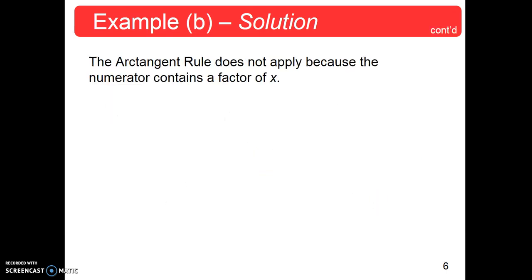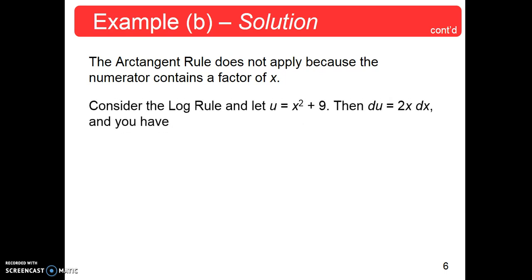Okay, if we look at the example with part B, we can't use the arctan rule because we've got the 4x in the numerator. The 4x looks like a version of the derivative of the denominator, because the derivative of the denominator is 2x. So if I think about a substitution where the denominator becomes u, then my du is 2x dx.